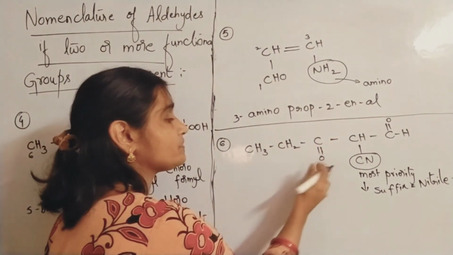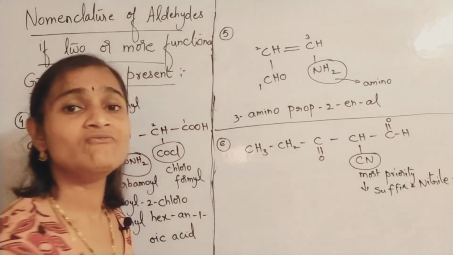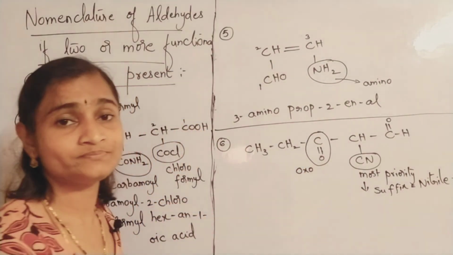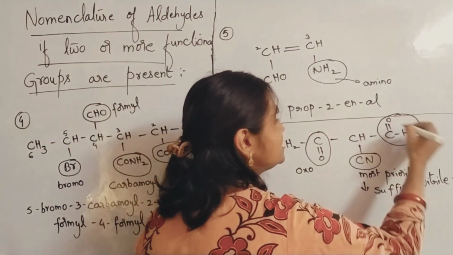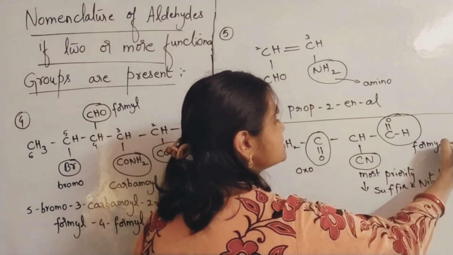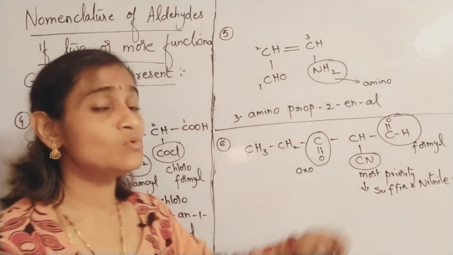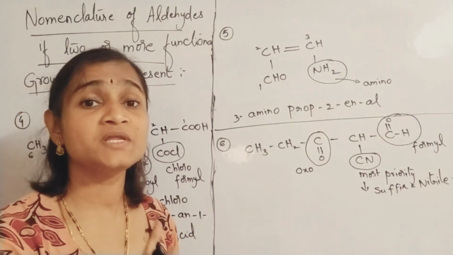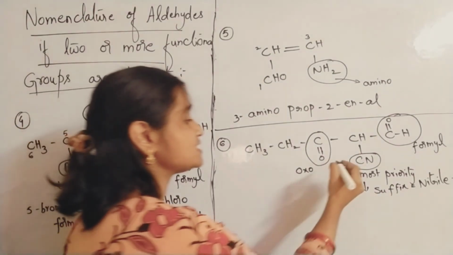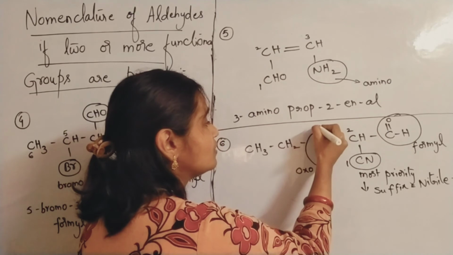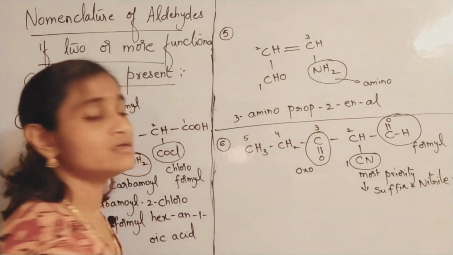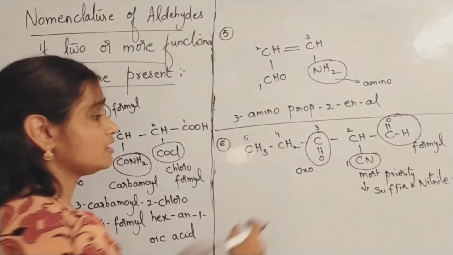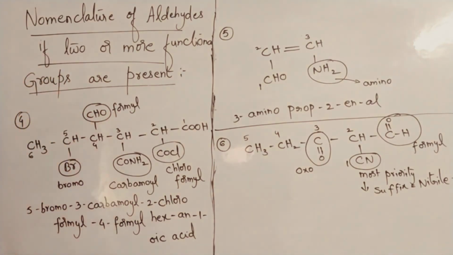So this will be one prefix and this also will be one prefix only. Here if ketone is there as prefix, you will use the word oxo. And if aldehyde is there as prefix, you will use the word formyl. If CN is the most priority functional group, you should start giving numbering from the carbon where the most priority functional group is present. So start giving numbering from cyanide: 1, 2, 3, 4, 5.